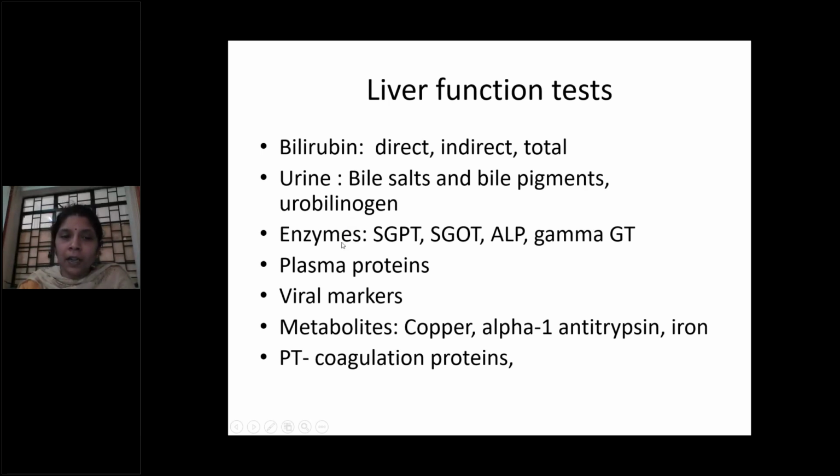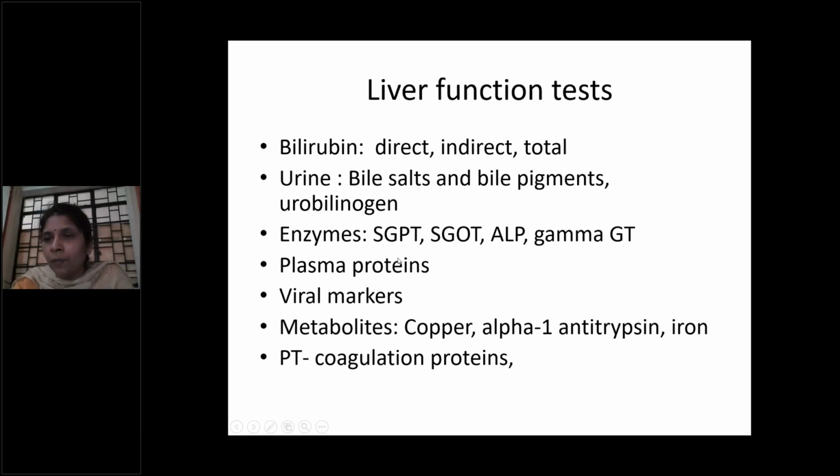Enzymes which can be estimated are SGPT, SGOT, alkaline phosphatase, and gamma glutamyl transferase. We can also estimate the plasma proteins, as we had done in renal functions, like total protein, albumin, globulin, and A/G ratio.